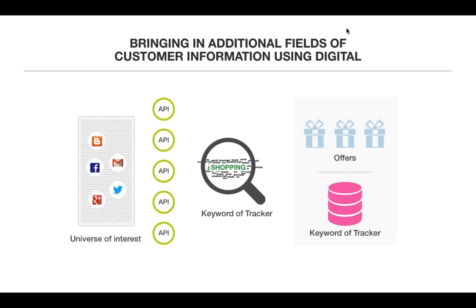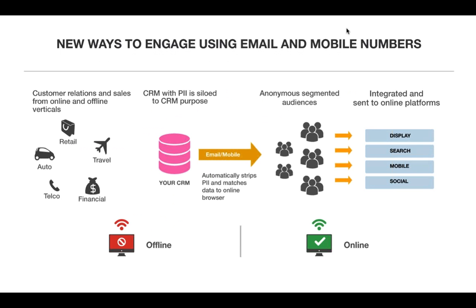So if you look at it from left to right, we have this universe of interest. We have these different APIs based on the platform they're on. We track the kind of conversations they're having, the words that they're using, the contexts of what the conversation is. And then you customize communication. It could be an offer, for the sake of argument, using that keyword tracker, and create those contextual experiences for the customers. This adds a massive amount of value in what a company does for their customers, or not for their customers, with their customers.